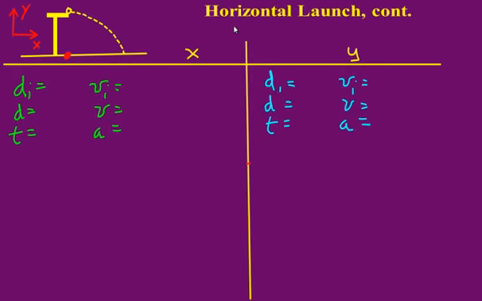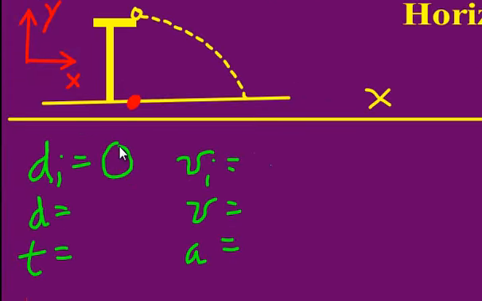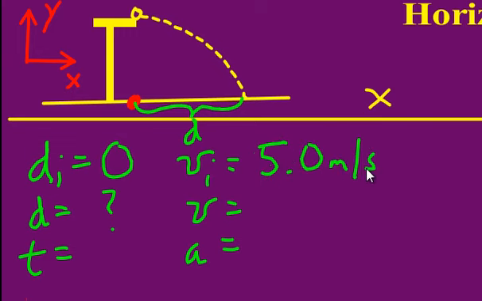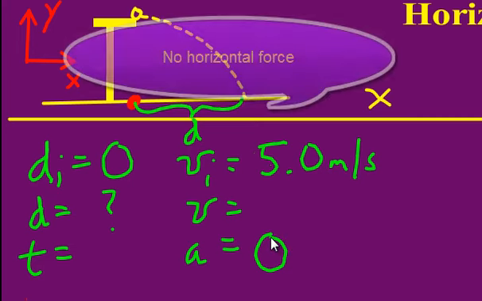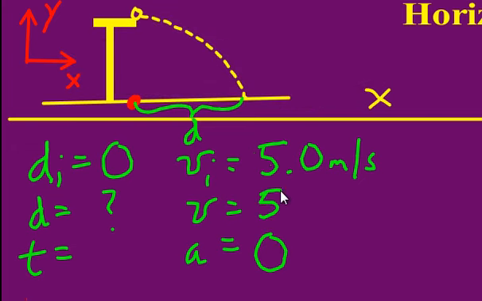A lot of these we can fill in based on the information given. Based on where my origin is, I can see that my initial x position is 0. I'm lined up with the origin. I don't know my final x displacement. That is what I want to solve for. That's going to be my final answer. The initial velocity was given as 5 meters per second. It was all horizontal. And if you remember, there's no acceleration in the x direction. No push or pull in the x direction once the ball leaves the launcher, once it becomes a projectile. That makes the final velocity also 5 meters per second.